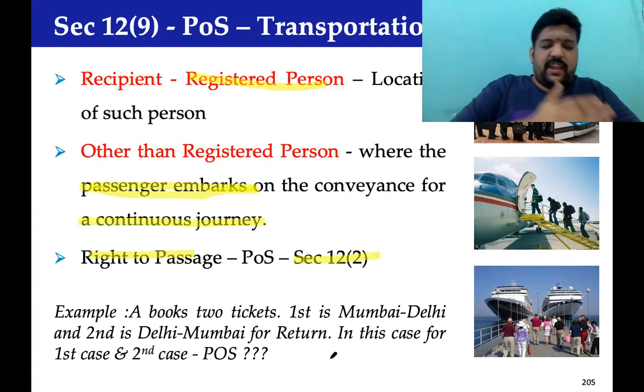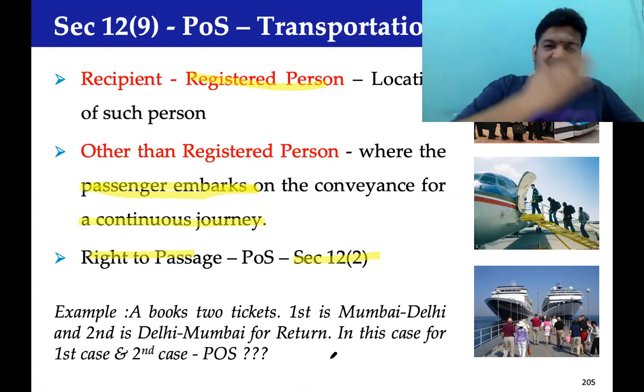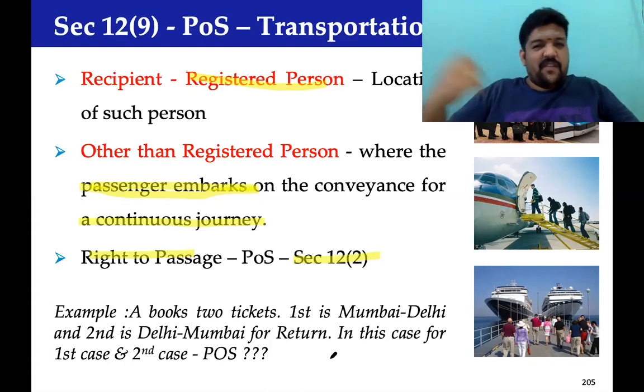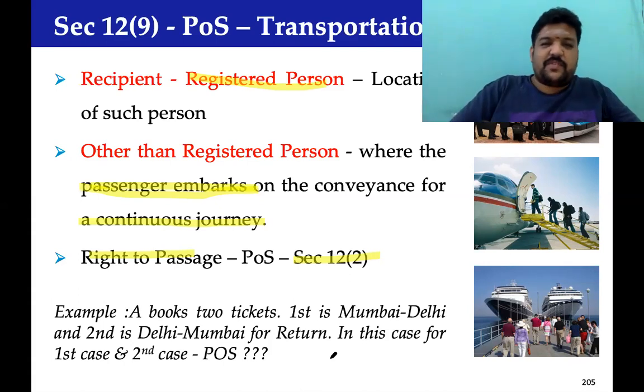6C467. Jaipur, Chennai to Mumbai, Mumbai to Jaipur. Anybody who steps into Mumbai for Jaipur, for them also 6C467.